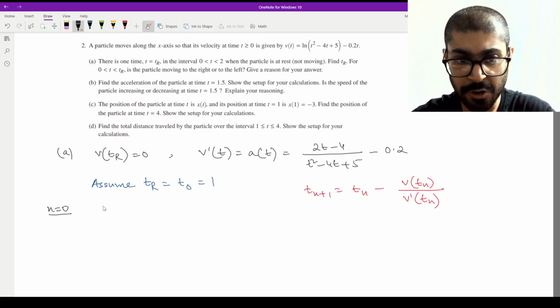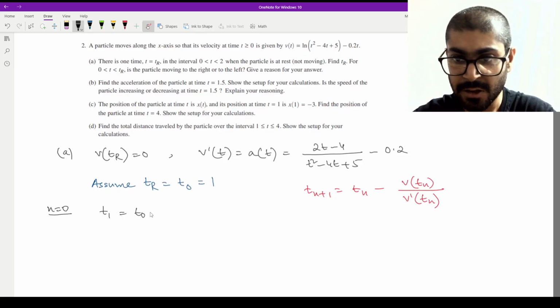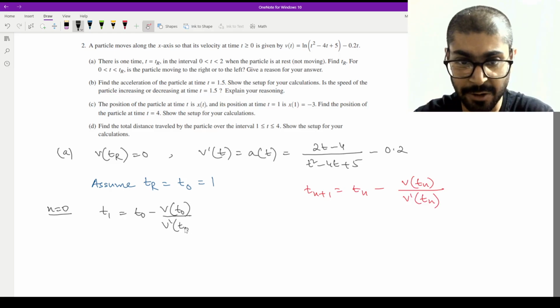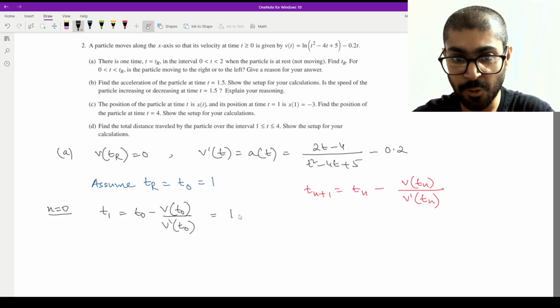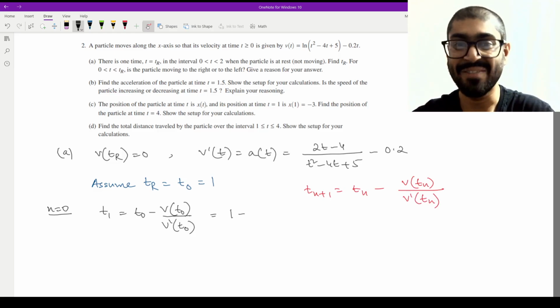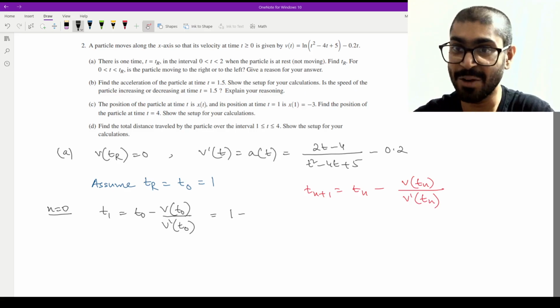At n equal to 0, T1, which is the first approximation, is equal to T0 minus V(T0) divided by V'(T0). Now we have V(T) and V'(T), right? So we can just plug in the value. T0 is 1 and it will be 1 minus... I'll have to give you the values because if I start calculating them now, first of all it will take a lot of time and it will not be an enjoyable viewing experience. So I'll just give you the values.